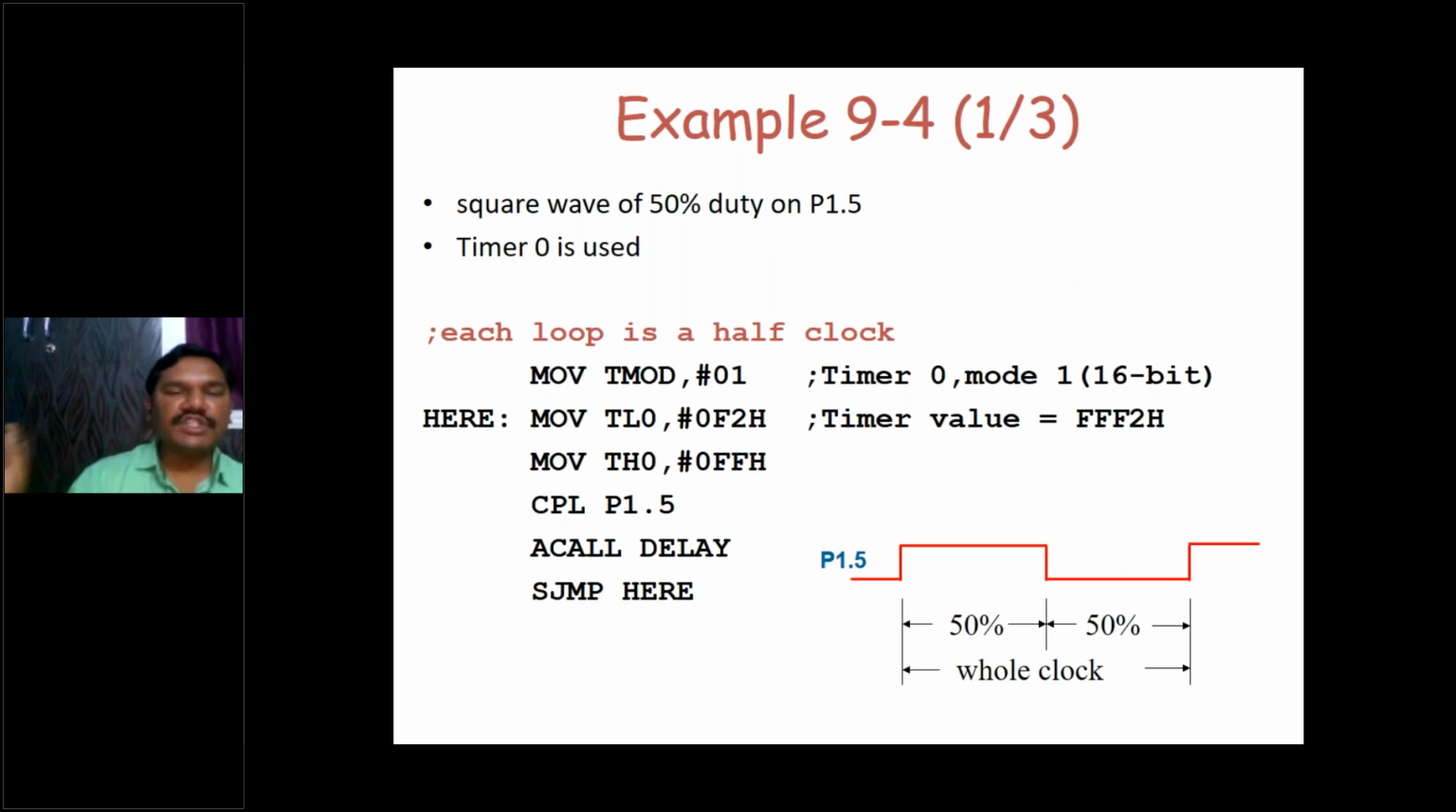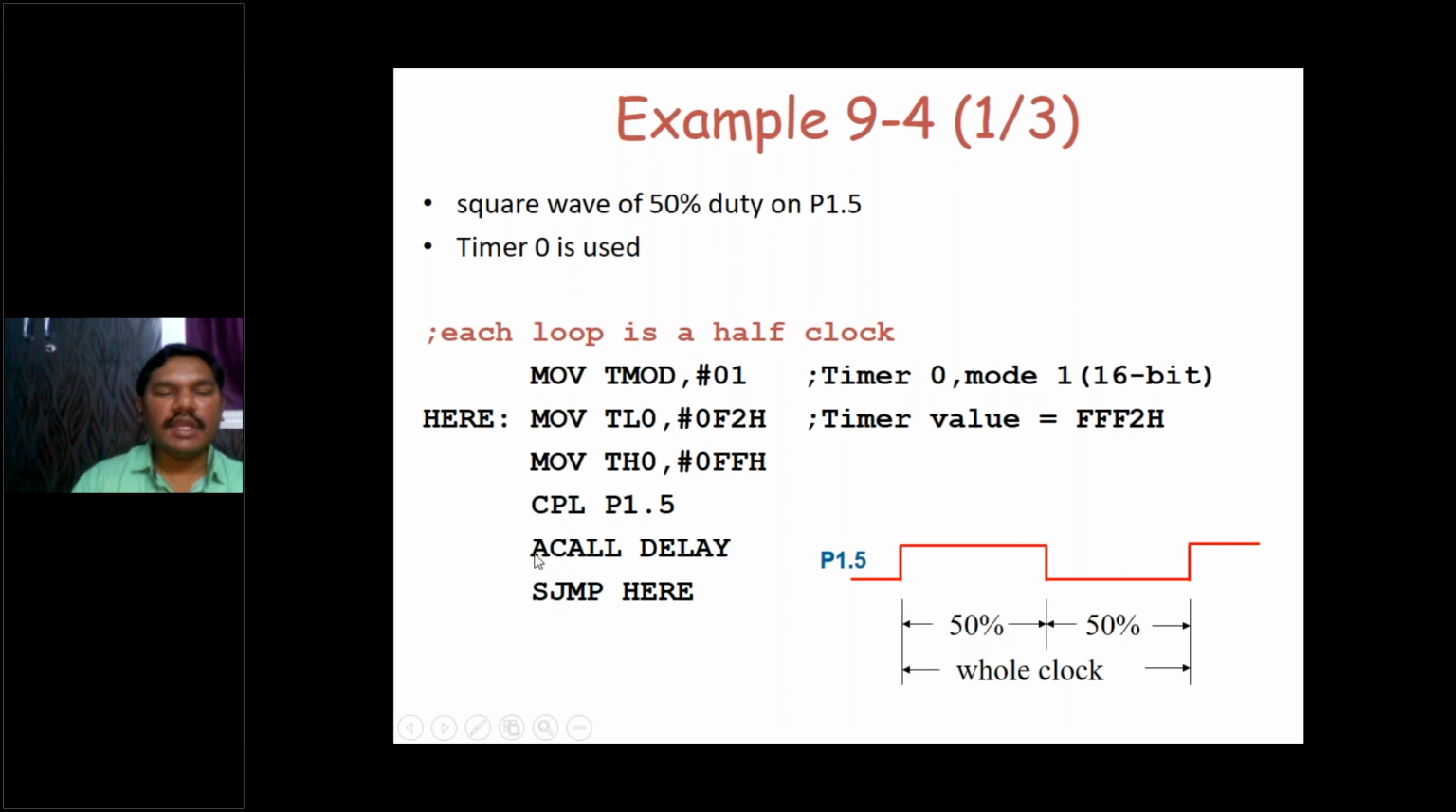Mode 1 means 16-bit timer. So that's why here we are taking TL0 and TH1, both in terms of 16-bit value. So complement P1.5, which means port 1 fifth pin is connected to some external device, and that will be complemented with the absolute call delay.